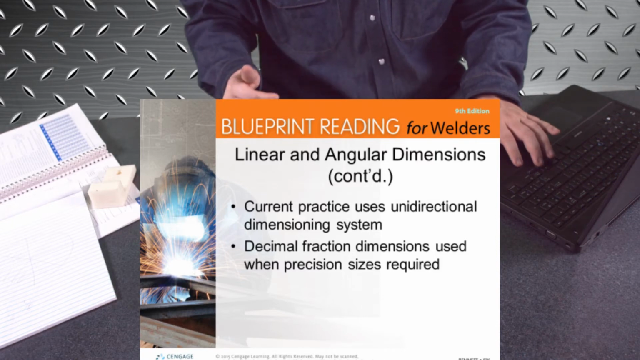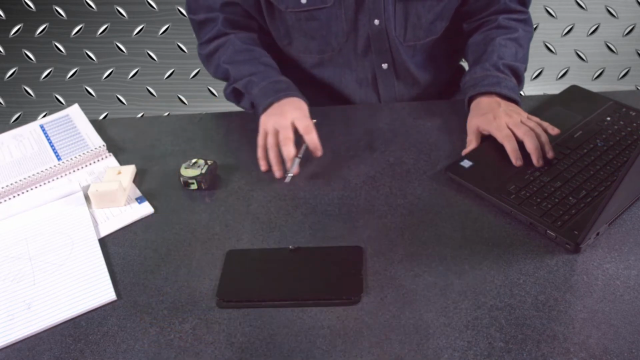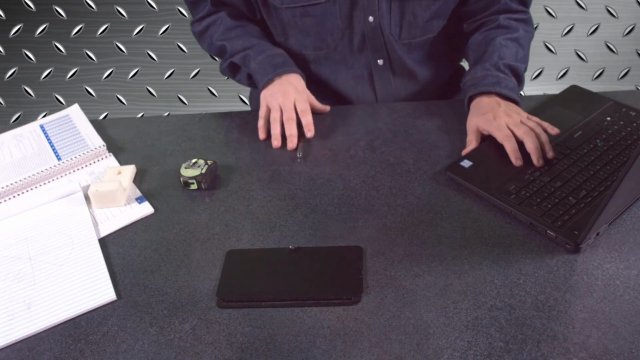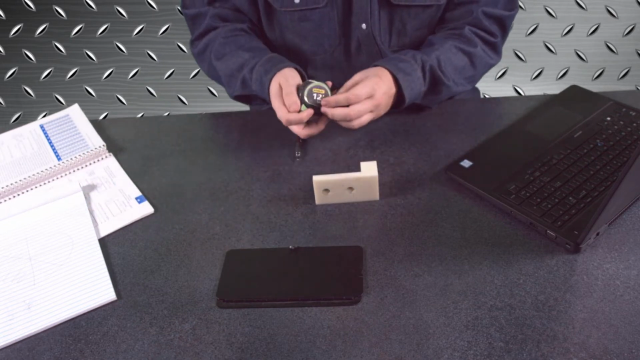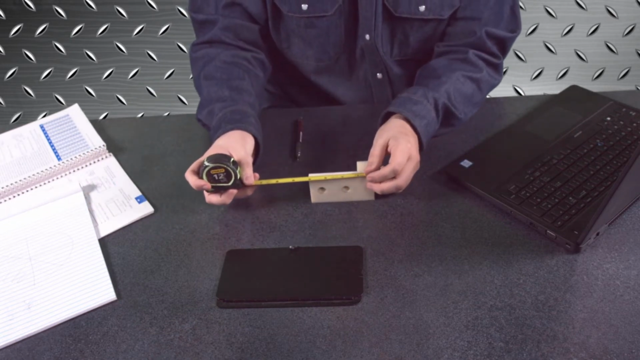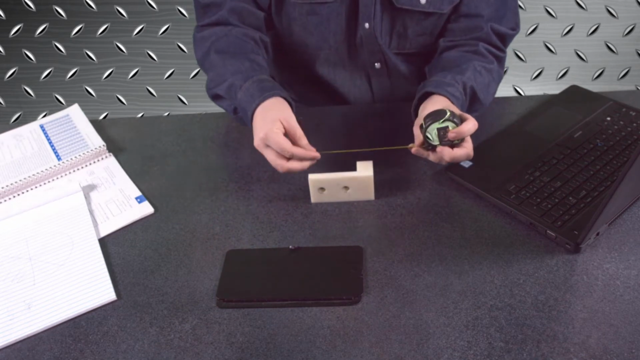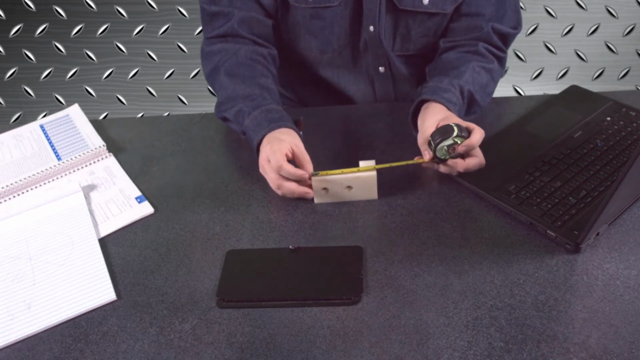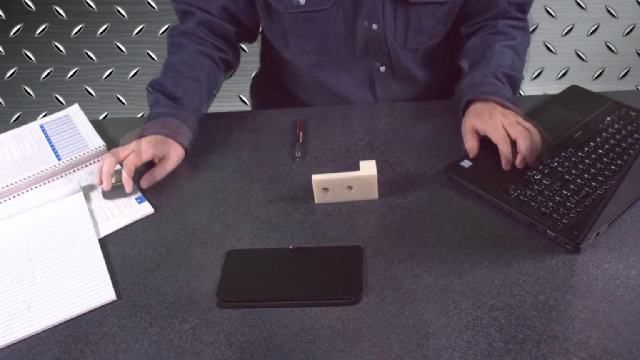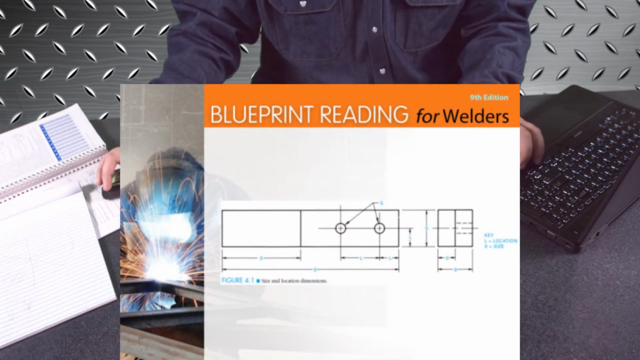Unidirectional dimensioning, it's pretty simple to understand. It just means you read the dimensions both ways, all right? If you measure this out and it's 4 inches that way, it means it'll be 4 inches this way as well, all right? On this slide, you'll see we have several sizes, and those are marked out.